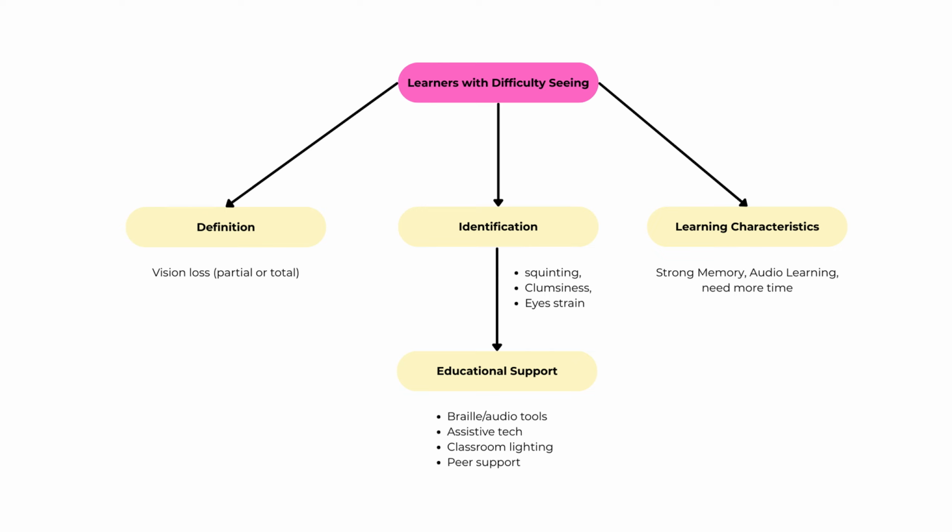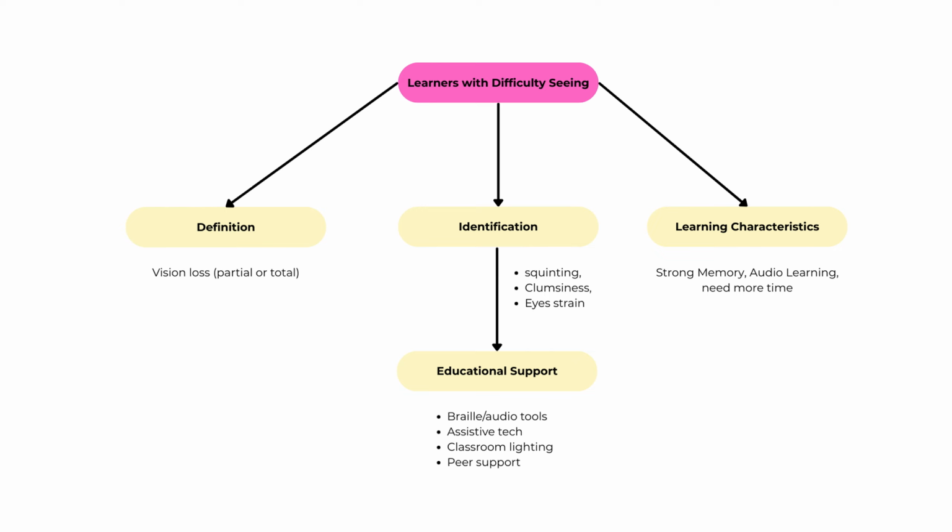After identifying their signs, we need to know their characteristics in learning. These learners often have strong memory and good listening skills, and rely more on hearing, touch, and verbal instructions. They need extra time to complete tasks. They might face challenges with mobility or social skills.